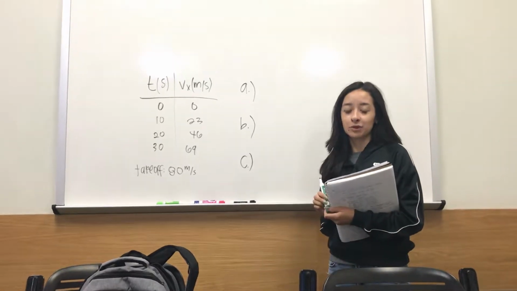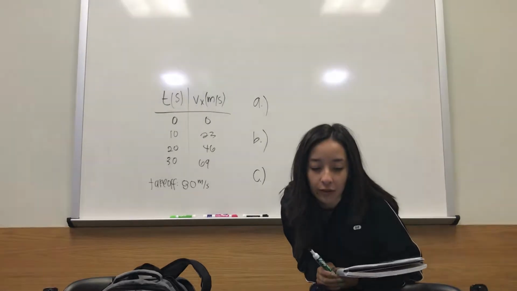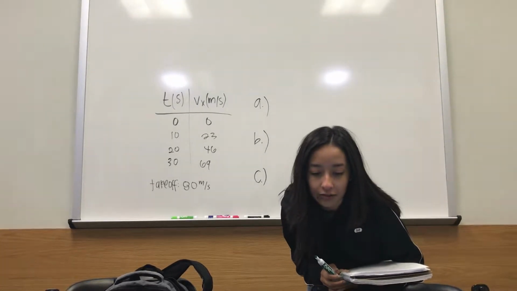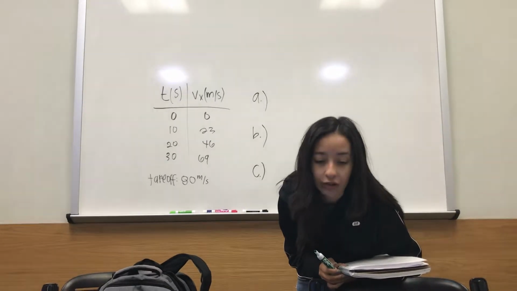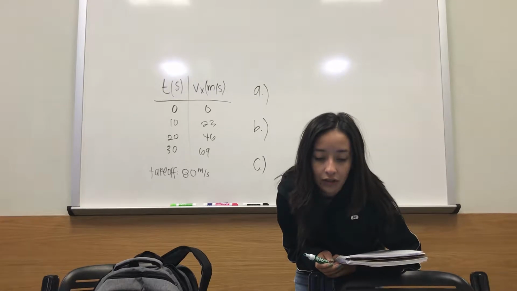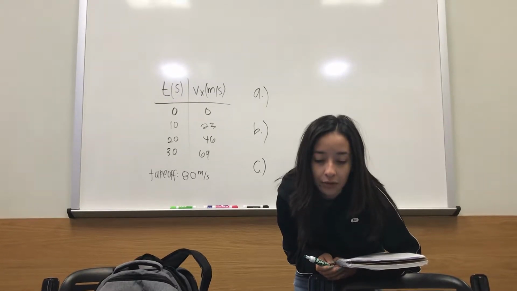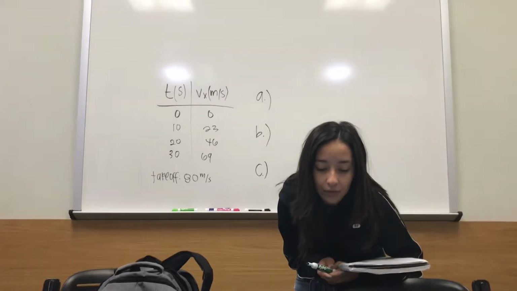This is Physics Chapter 2, Problem 61. Problem 61 reads: the takeoff speed for an Airbus A320 jetliner is 80 meters per second. Velocity data measured during takeoff are as shown in the table. Part A is asking, what is the jetliner's acceleration during takeoff in meters per second squared and in G's? B is, at what time do the wheels leave the ground?